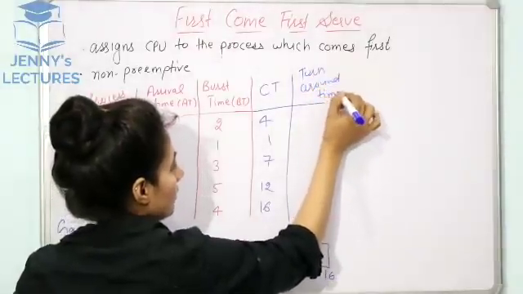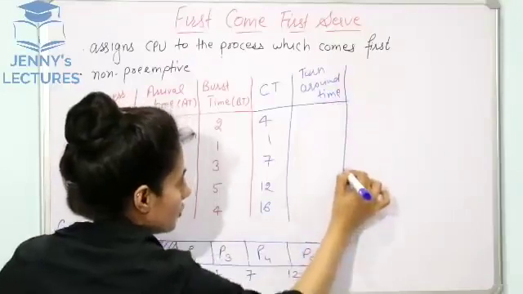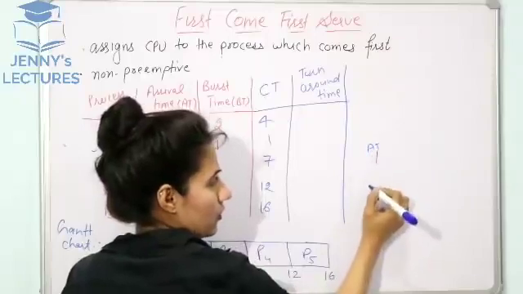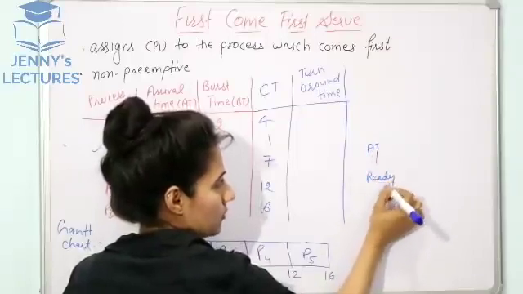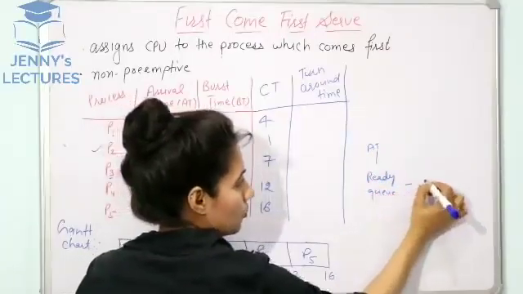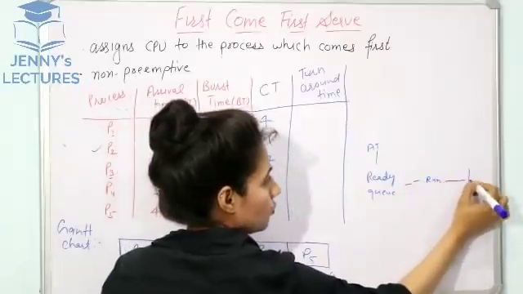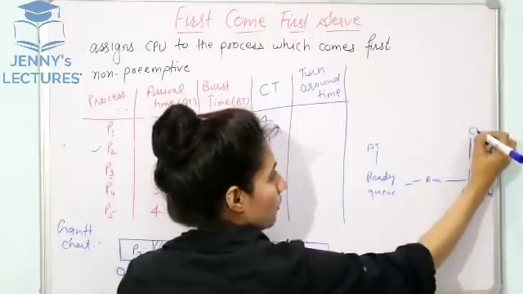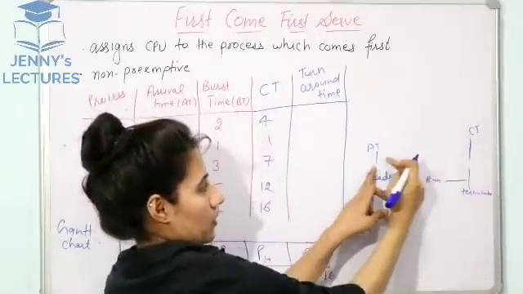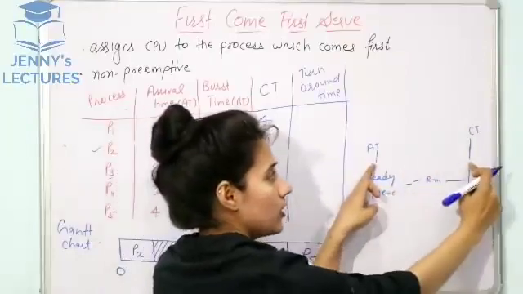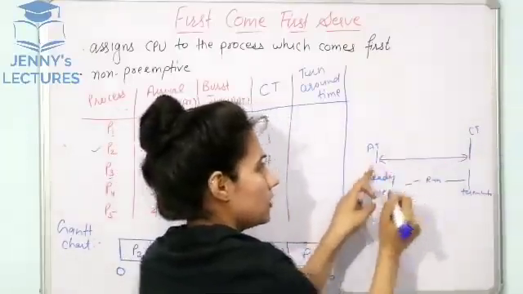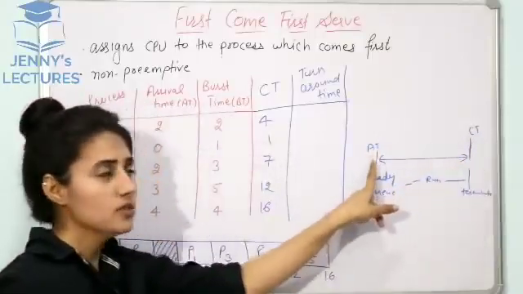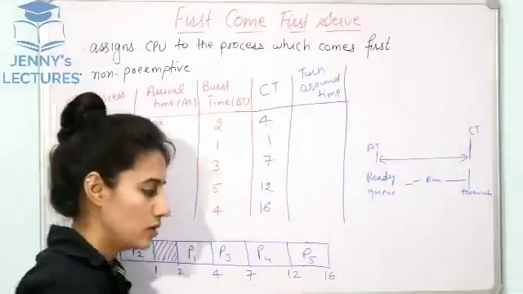Now what is turnaround time? We have already discussed in the last video. See, this was the arrival time when the process comes into the ready queue, then it goes to running state, and then it goes to the terminated state. So here we have completion time. So this time from the arrival time to its completion, this total time is known as turnaround time. So you can say completion time minus arrival time, that is known as turnaround time.